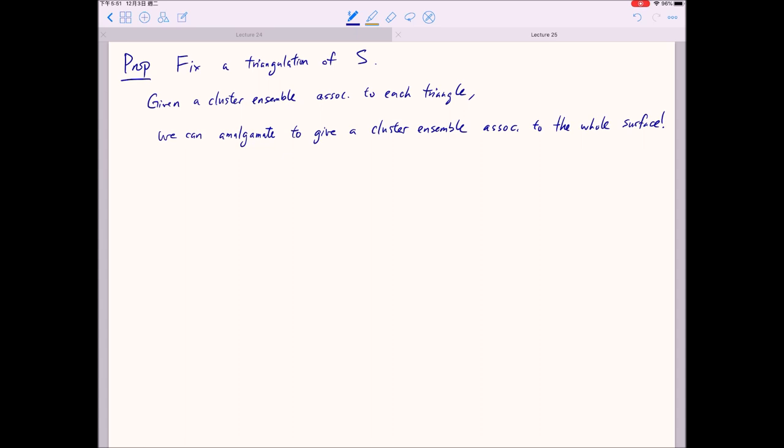So remember, the cluster ensembles are really described by quivers locally in the torus. And so here, when we say amalgamate two cluster ensembles, what we really do is glue the quivers together. More precisely, what we want here is that for each triangle of the surface, we associate a quiver to this triangle, and then we glue the quivers along the boundary frozen vertex lying on the edge of the triangle.